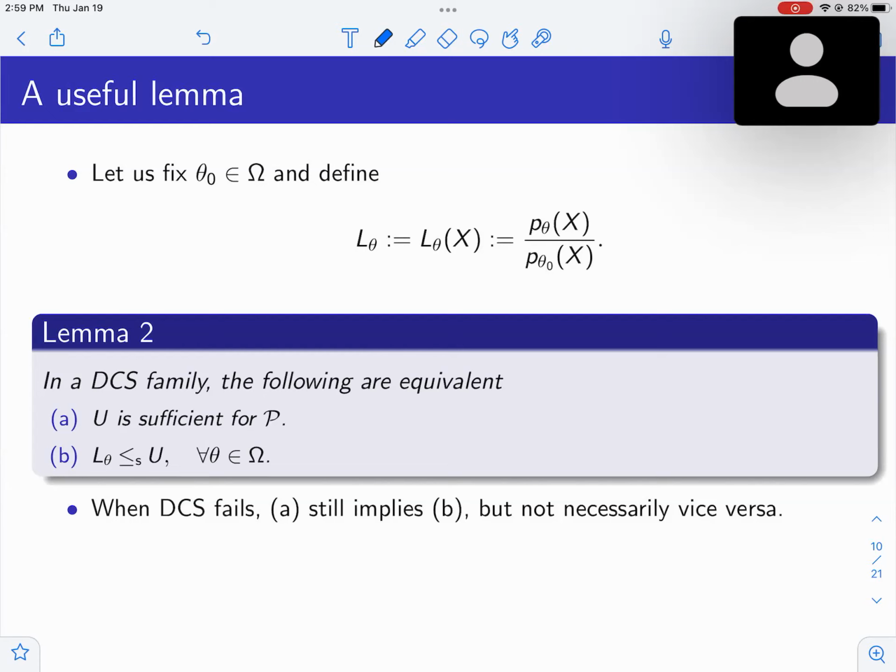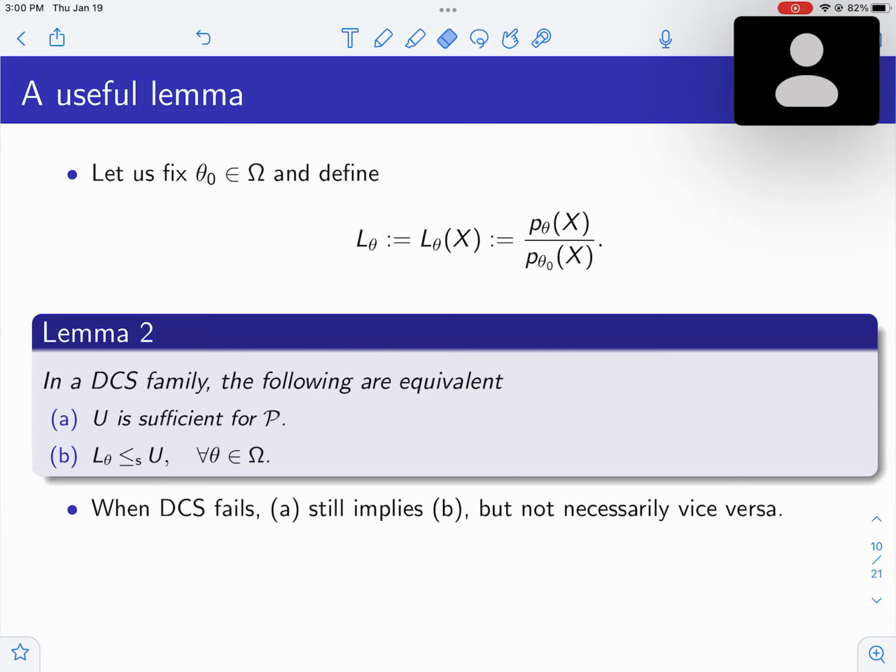So to prove it, let's introduce some notation. Fix some theta in omega. I'm going to define this likelihood ratio. For any given theta, this gives me a statistic. This is a function of x for any fixed theta, so that's a random variable. I'm going to write it as L theta, keeping up with the notation where we dropped x. Fixed theta naught and another theta, this is a function, like T of x. I'm going to call this L theta.